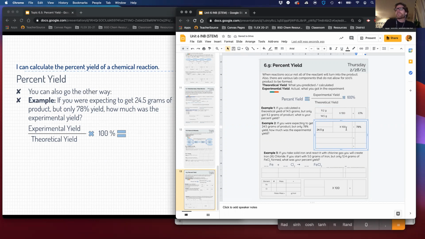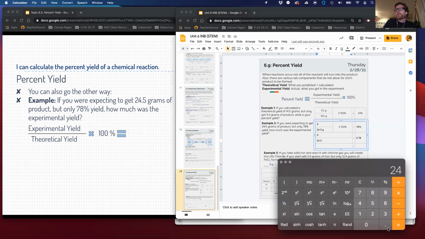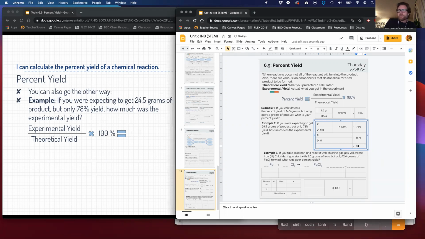Okay, so the first thing I'm going to do is divide both sides by 100%. So I divide this side by 100% and I divide this side by 100%. I get 0.78, and all I'm left with over here, I'm going to put an x here, is x divided by 24.5. Then the last thing I'm going to do is multiply both sides by 24.5. So 24.5 times 0.78, and I get 19.11. And that right there is my experimental yield, what I actually got in the experiment.